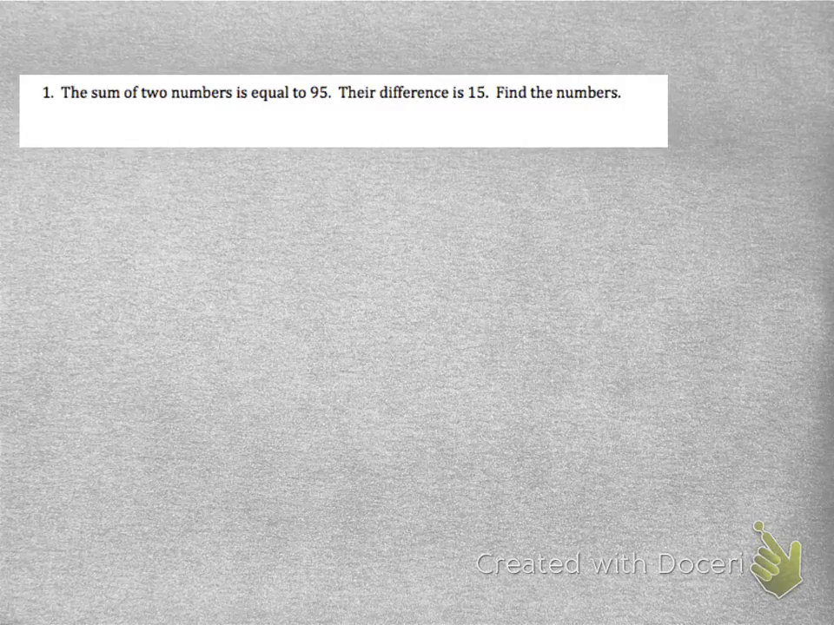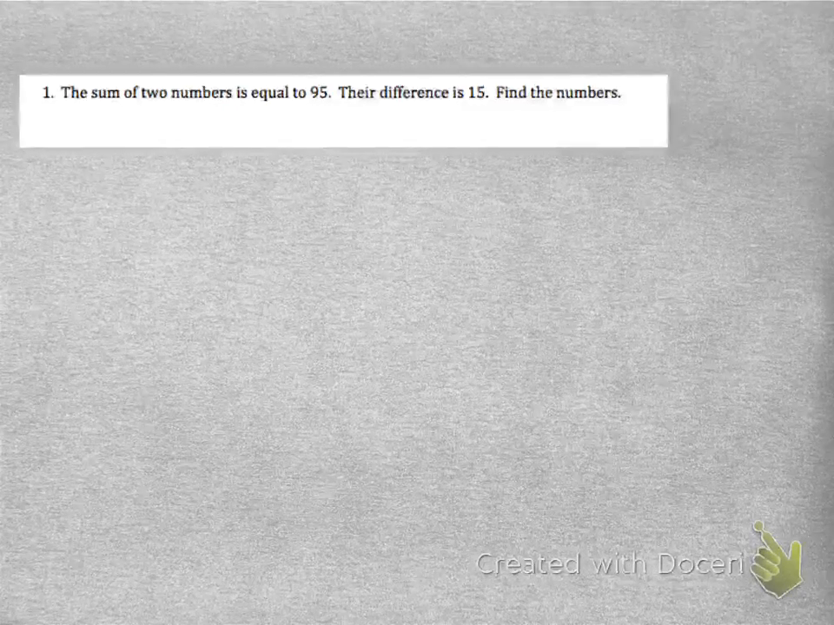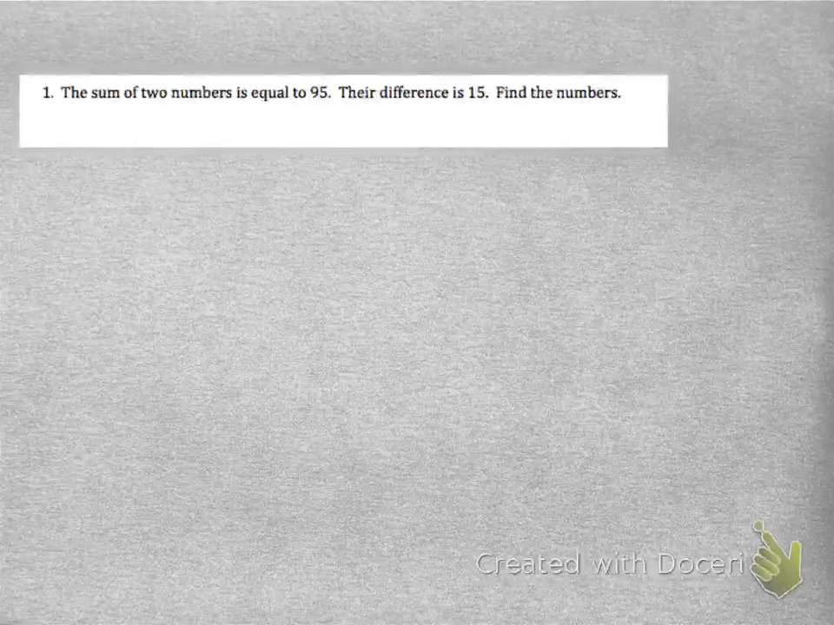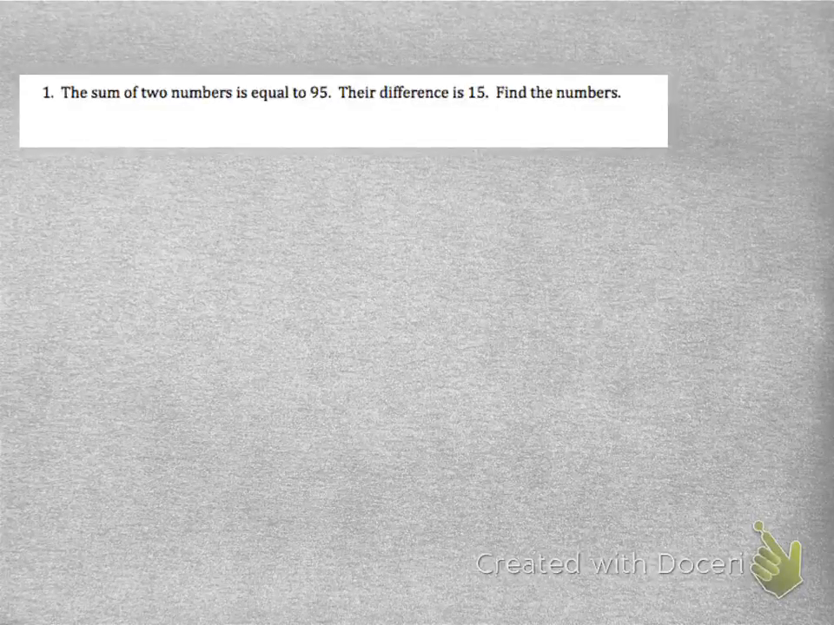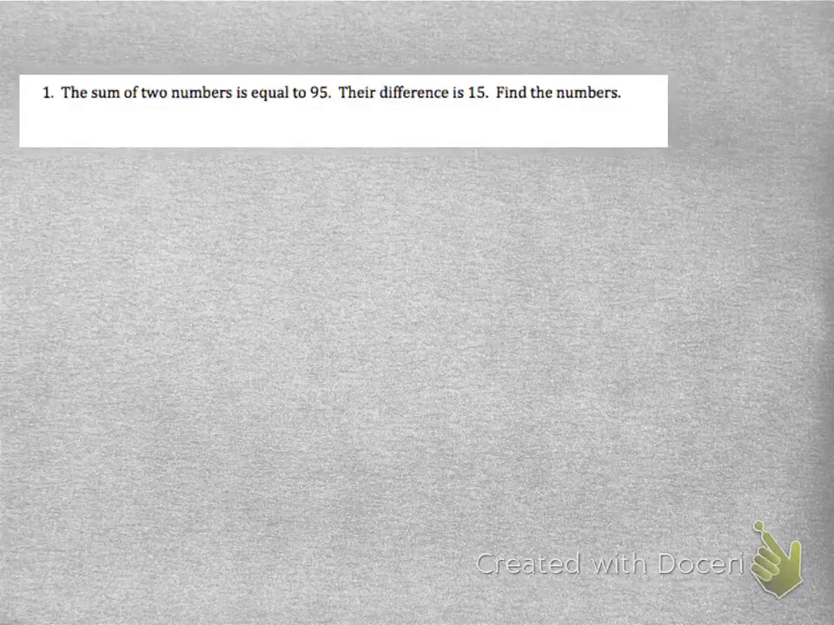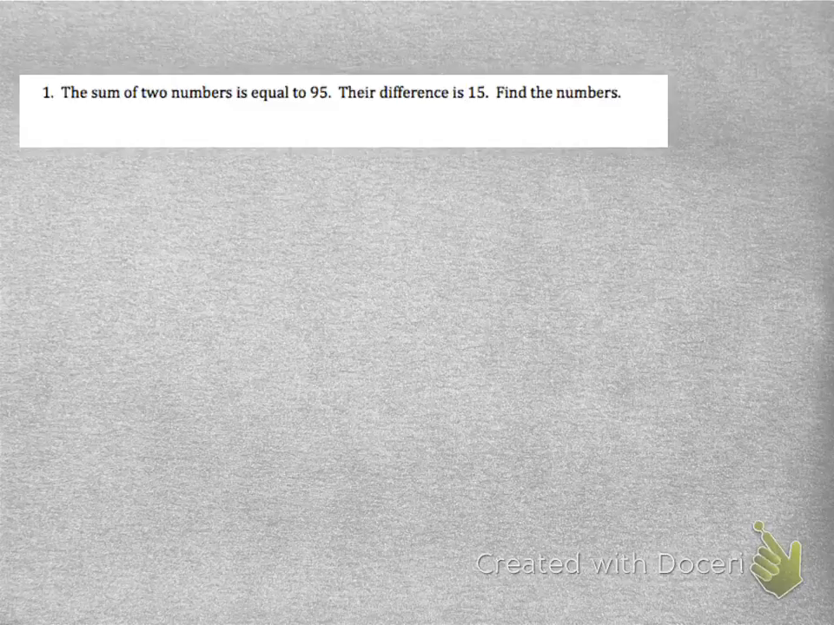So taking a look at number one, we have the sum of two numbers is equal to 95, and their difference is 15. Now, we have solved these problems before. We just did them by defining one variable. And again, that method might be very comfortable for you, and that's good. We would want to work on solving with the system. So we do want to establish two variables here. And then, of course, later on, you'll have a choice of methods.